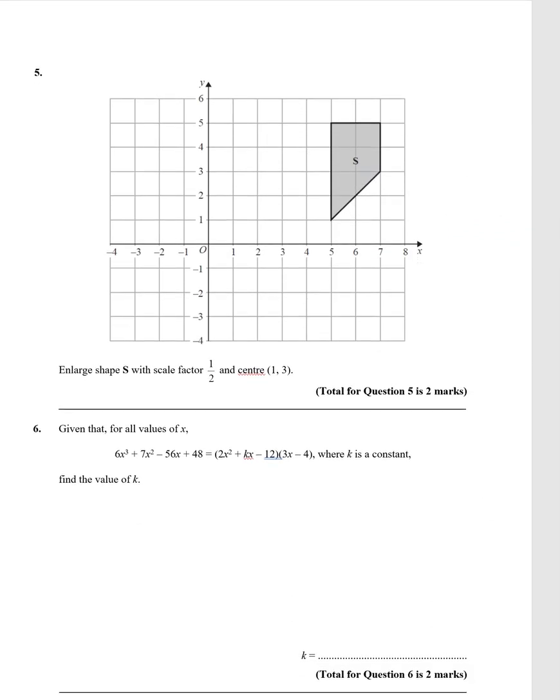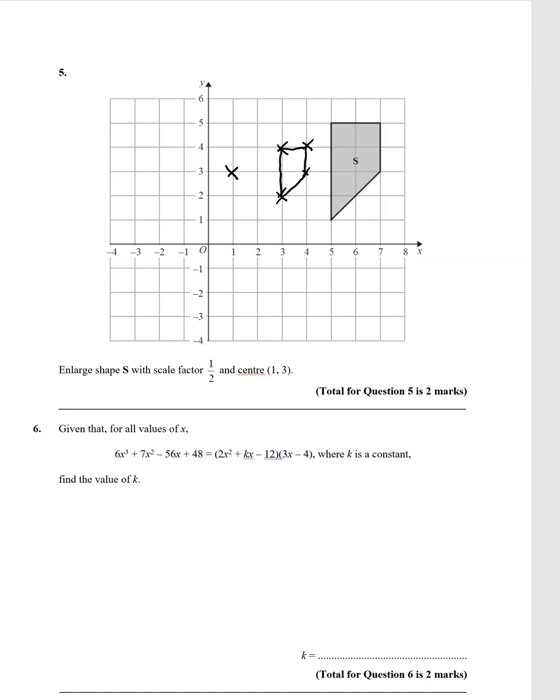Right, question 5. Enlarge the shape S with a scale factor of 1/2 and centre (1, 3). Well, (1, 3) is there. Now, a scale factor of 1/2 basically means it's going to get smaller. So, we've gone across 4 and up 2 to get to that point. So instead, I'm going to go across 2, up 1, and then basically halve all the measurements. Once I know where one spot is, my shape there is half as big and has half the distance from the centre. So enlargement is done.